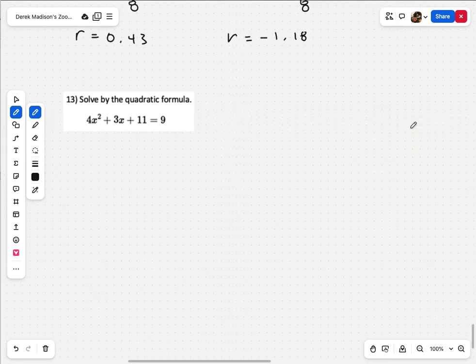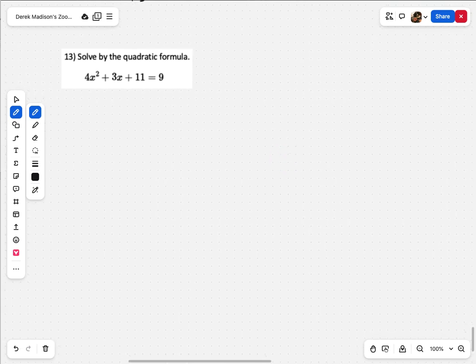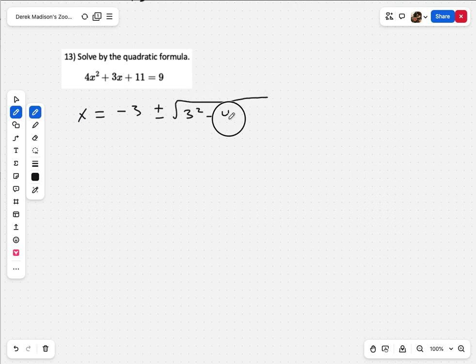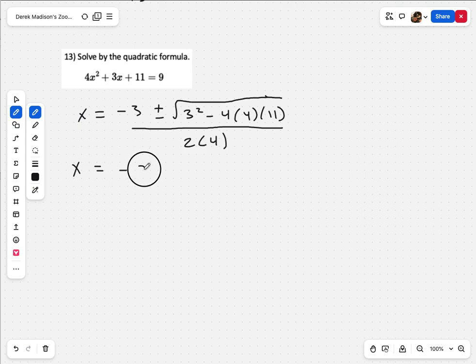And then this last one is just showing with complex numbers. So it's the exact same thing, but this time we're going to get imaginary solutions. So we have x equals negative 3 plus or minus 3 squared minus 4 times a times c all over 2a, so 2 times 4. So x equals negative 3.